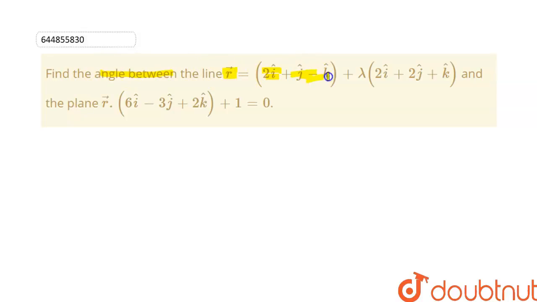The given question is: find the angle between the line r = 2i cap + j cap - k cap + lambda (2i cap + 2j cap + k cap) and the plane r dot (6i cap - 3j cap + 2k cap) + 1 = 0.